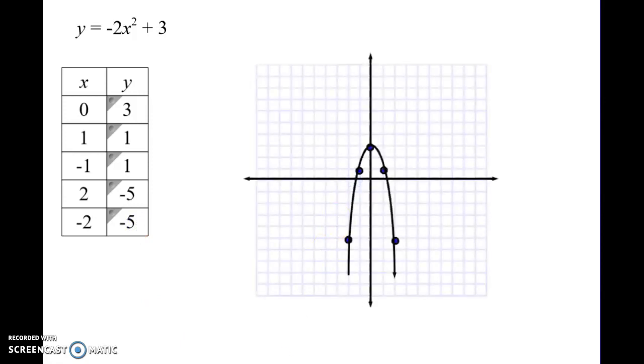Try these. If I plug in 0, I should get 3. Plug in a 1, I get 1. -1, I also get 1. Think quickly. 2 squared is 4, times a negative 2 is negative 8, plus 3 is a negative 5. Same thing happens with the negative 2. Negative 2 squared is a positive 4, times negative 2 gives you negative 8, plus 3 gives you a negative 5. And your graph looks like this.